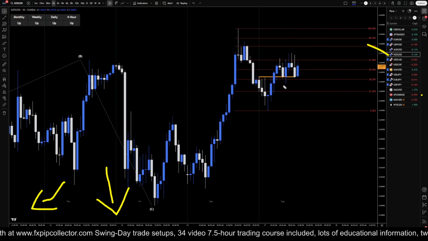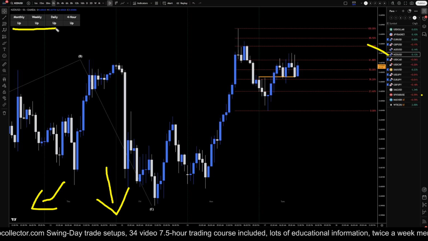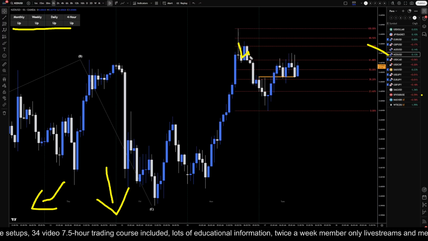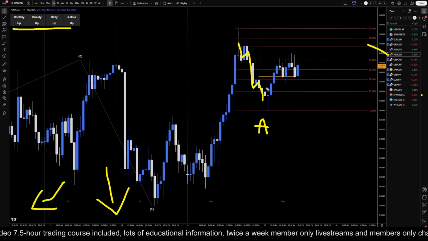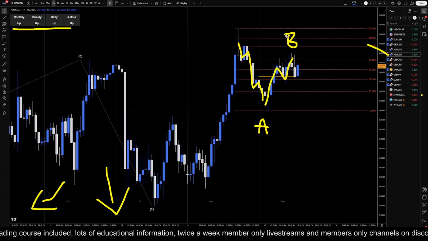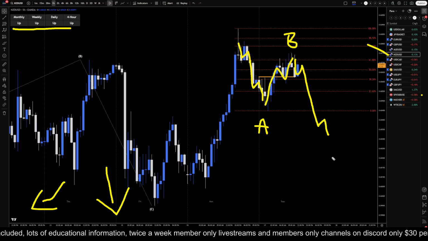So anyways, on the Kiwi dollar, the trend is definitely still up on every single higher time frame. We're on the 1 hour time frame. To me, it definitely does look like a possible wave A, and this is possibly a wave B, and it possibly could go down for a wave C.